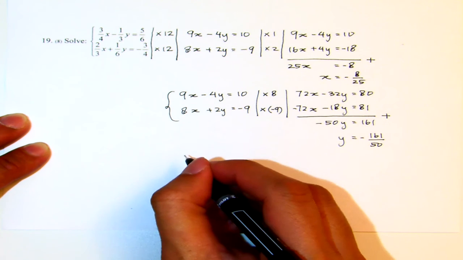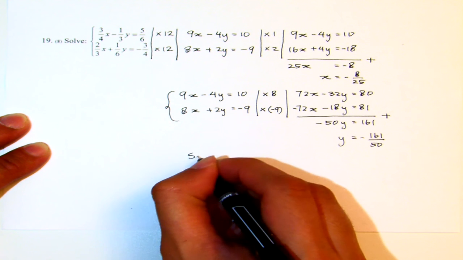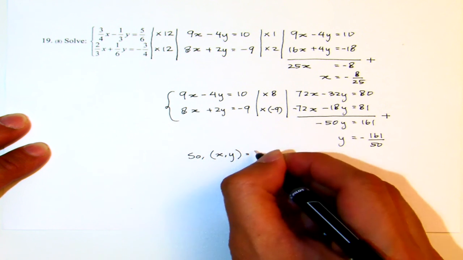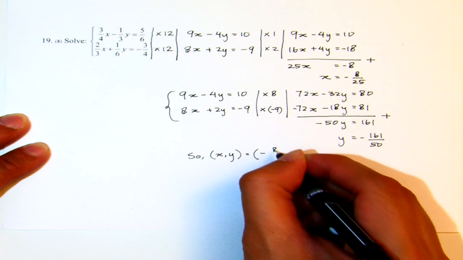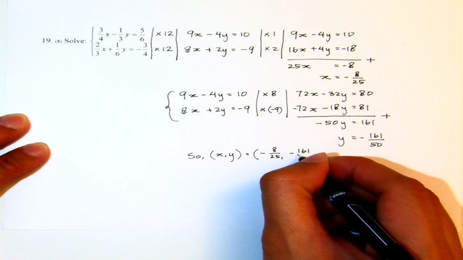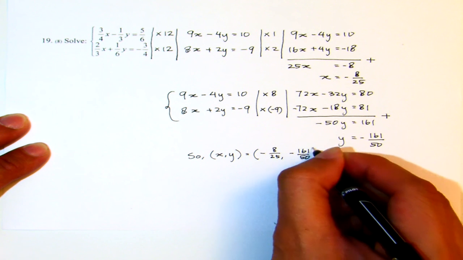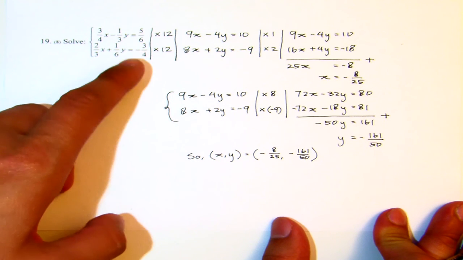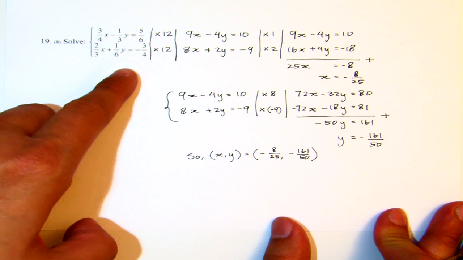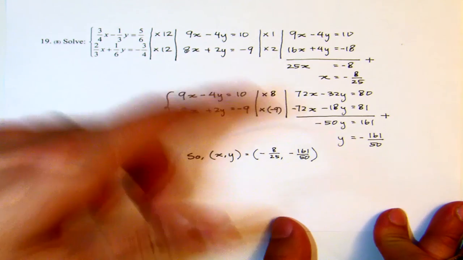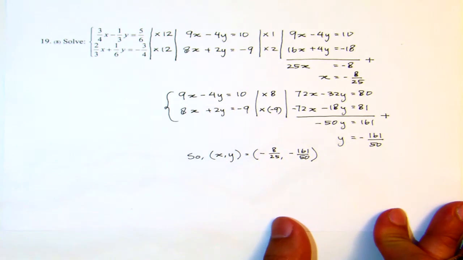Okay, now finally we will summarize this. So x and y equals negative 8 over 25, negative 161 over 50. Okay, now you see, it's actually about the first step. How do we get rid of those fractions? Once we get rid of those fractions, we can work on it the way we did before.